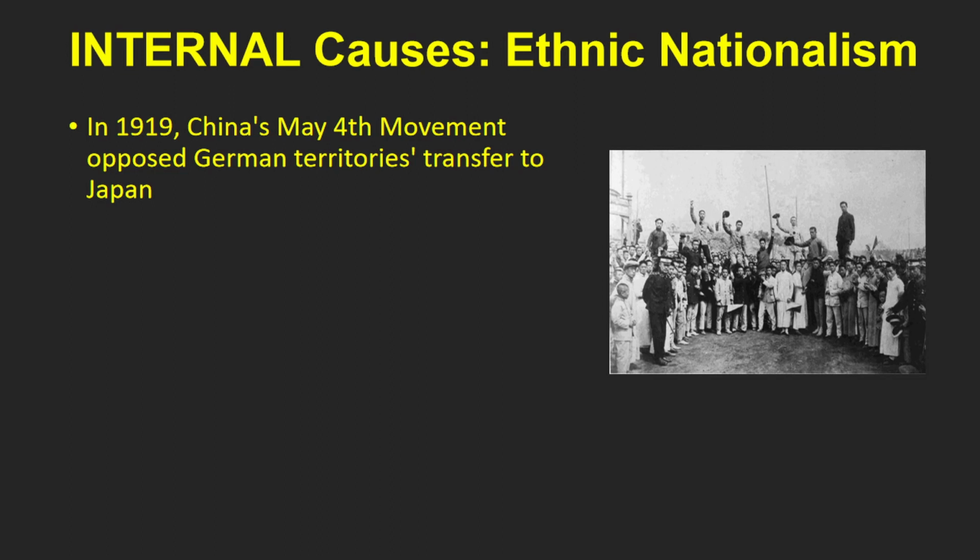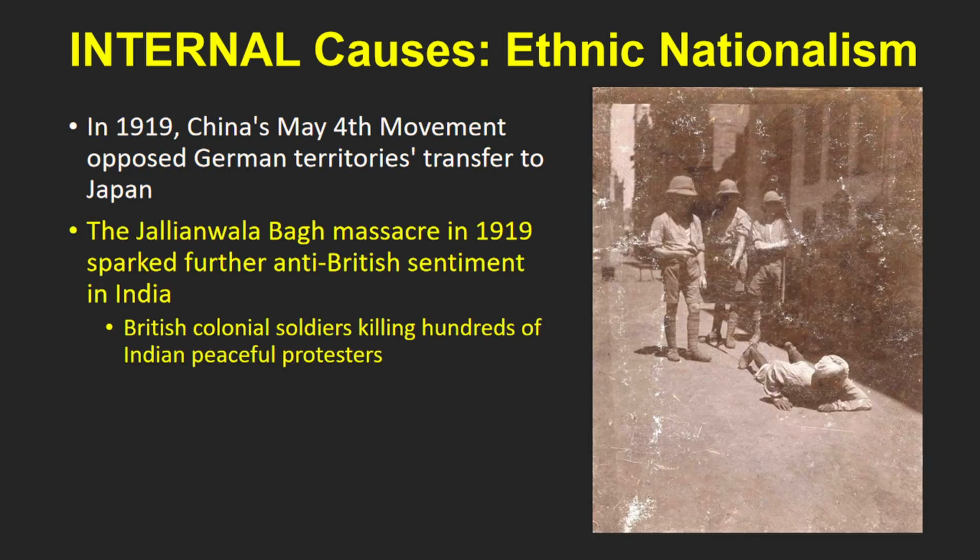In China in 1919, the May 4th movement protests occurred in opposition to the transfer of Germany's possessions in China to Japanese ownership. The same year in India, British colonial soldiers killed hundreds of peaceful protesters in the Jallianwala Bagh massacre, triggering more anti-British resistance.